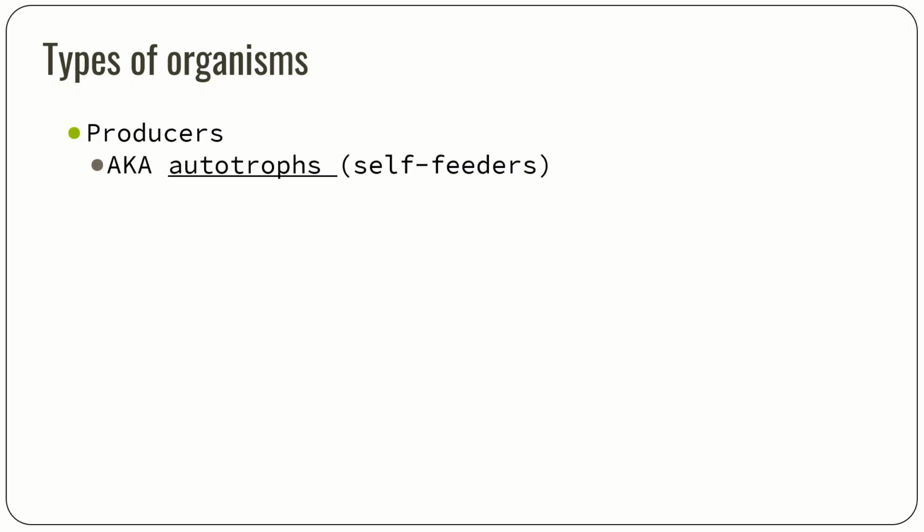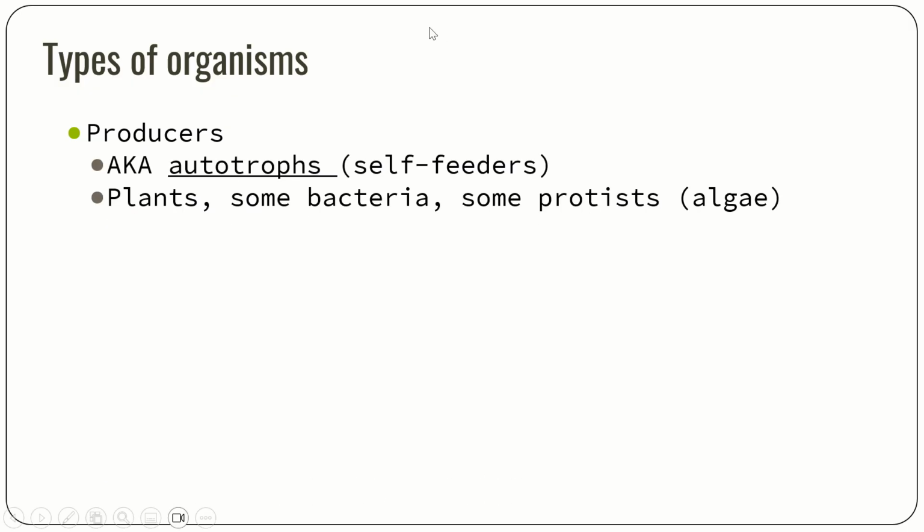So types of organisms, we can classify organisms for how they get their energy. So the first group would be the producers. These are the ones that are actually carrying out photosynthesis or chemosynthesis in order to produce their own organic molecules and their own stored energy. We also call these organisms autotrophs. Auto means self, troph means feeding. So they are self-feeders. They can feed themselves. This includes plants, some bacteria, and some protists, particularly the algae, which are photosynthetic protists.